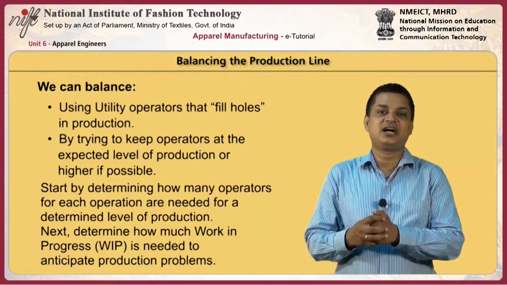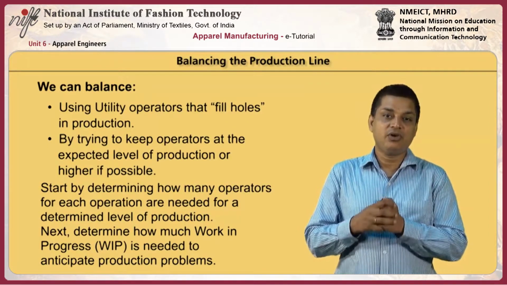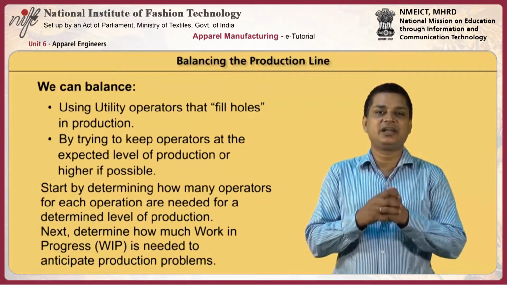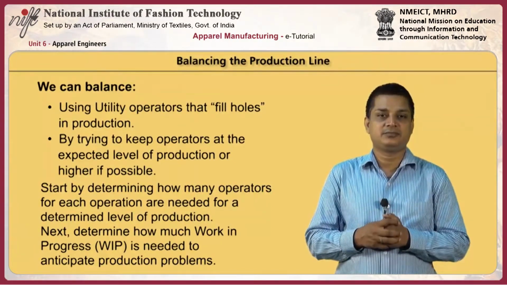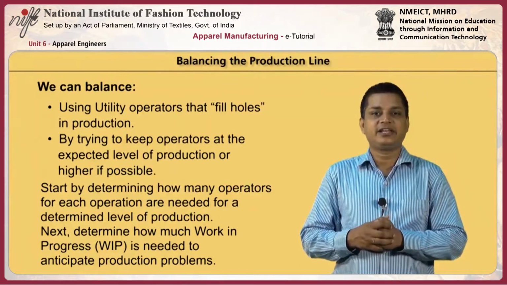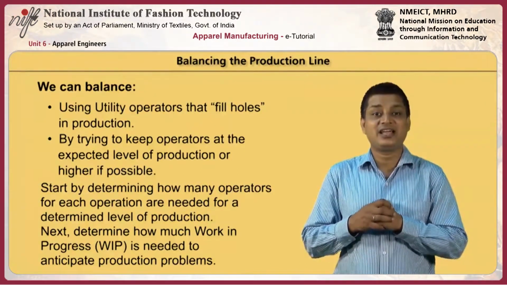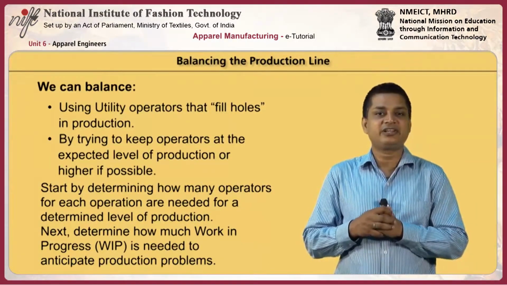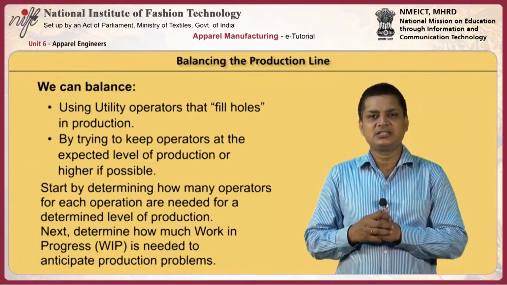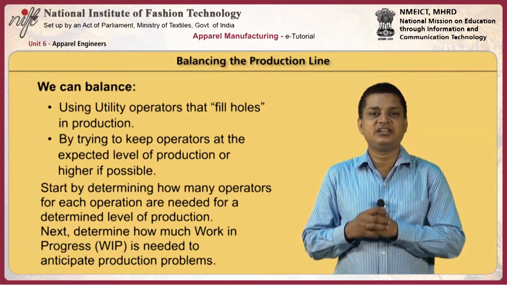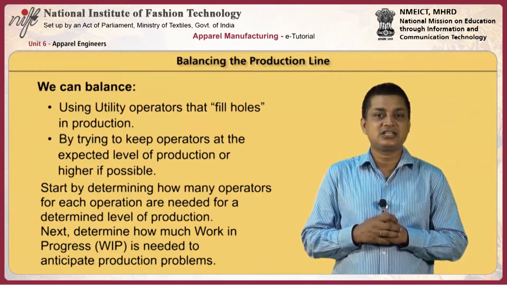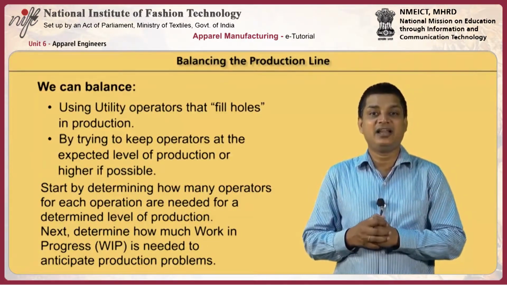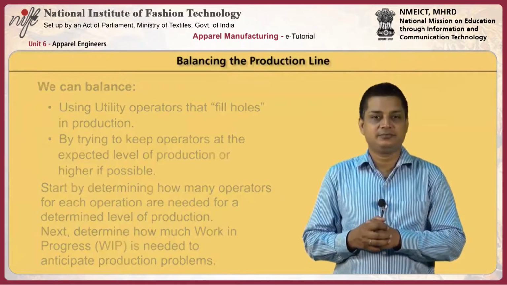How do we start balancing the production line? Well, we can start by determining how many operators for each operation are needed for a determined level of production. After this, we need to determine how much work in progress we need to anticipate production problems. We recommend a 1 hour inventory level for each operation. A good range would be from 30 minutes to 120 minutes inventory level. Any variation outside this range should be avoided. A variation of this magnitude signifies an unbalanced line and should be looked into immediately.